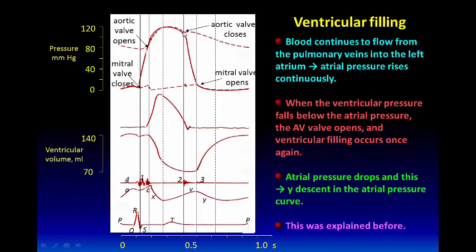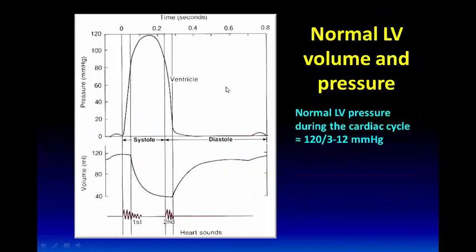So this is the end of ventricular systole. The aortic valve closes here. Then we have the protodiastolic phase, and we have the isometric relaxation phase. The left ventricular pressure steadily falls, and when the left atrial pressure exceeds the left ventricular pressure, the mitral valve opens. So here again we have the left ventricular pressure changes during the phases of the cardiac cycle, and here we have the left ventricular volume changes during the different phases of the cardiac cycle.